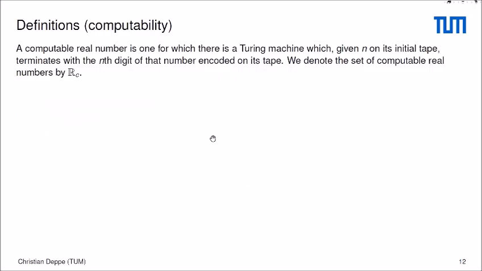Turing defined a computable real number as a number for which there is a Turing machine which, given n on its initial tape, terminates with the nth digit of that number encoded on its tape. And we denote the set of computable real numbers by RC.